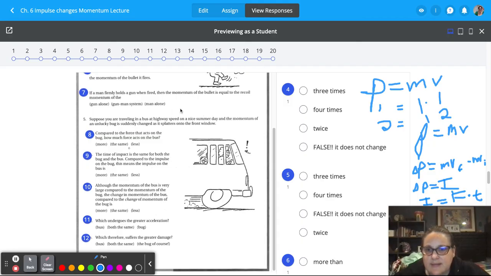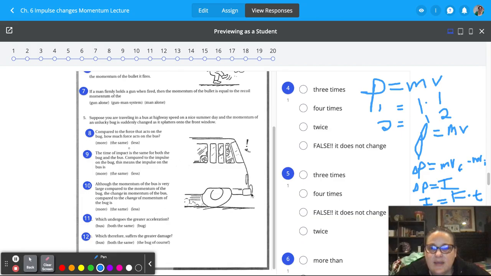Suppose you're traveling in a bus on a highway speed on a nice summer day, and the momentum of an unlucky bug has suddenly changed as it splatters onto the front window. Compared to the force that acts on the bug, how much force acts on the bus? So this is not only the concept of momentum, but also the concept of action-reaction forces. So the bug cannot hit the bus harder than the bus hits the bug. That's action-reaction force. And the time that the bug hits the bus is the same amount of time as the bus hits the bug. So the impact would have to be the same.